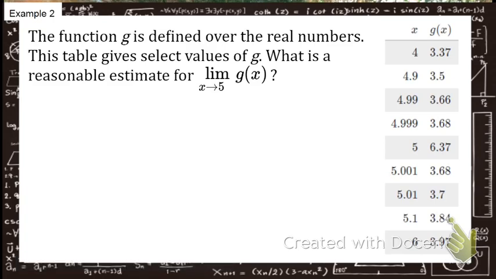Example 2 says the function g is defined over the real numbers. This table gives select values of g. What is the reasonable estimate for the limit of g of x as x approaches 5?